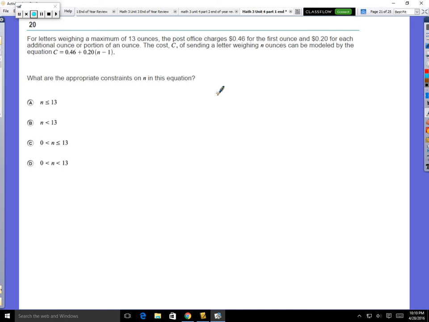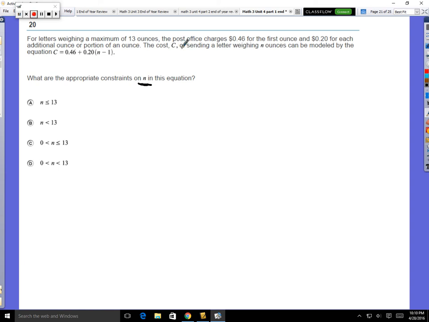So, what are the appropriate constraints? And so domain, what could the domain be? So here we go. For letters weighing a maximum of 13, so it's got to be max of 13. Can be no greater than 13.